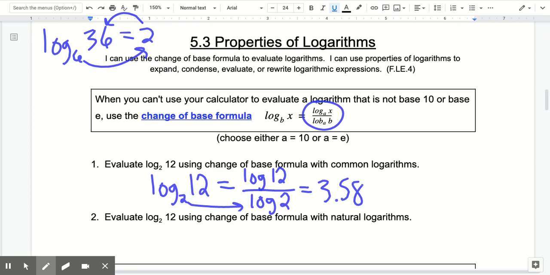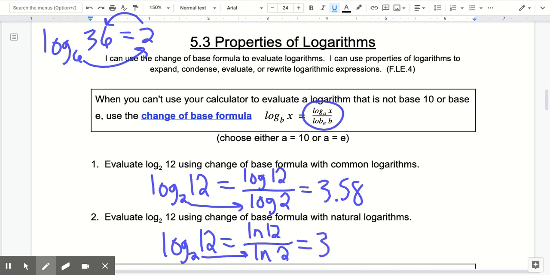Okay. Now, I want to show you that this also works with natural logs. It does not matter which one you use. So if we're trying to do log base 2 of 12, we're going to take the natural log of 12 over the natural log of 2. And remember, the 2 goes on the bottom because it's the base. So then in your calculator, natural log of 12 divided by natural log of 2 is 3.58.